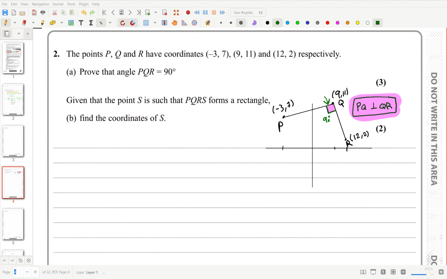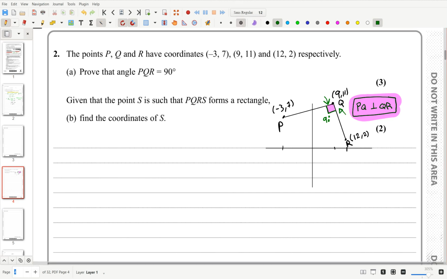Pure Mathematics Paper 1, IAS 2023. We'll solve question 2. The points P, Q, and R have coordinates (-3, 7), (9, 11), and (12, 2), respectively. Prove that angle PQR equals 90 degrees.